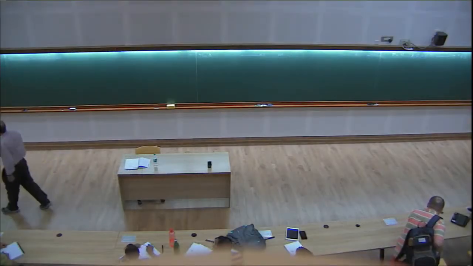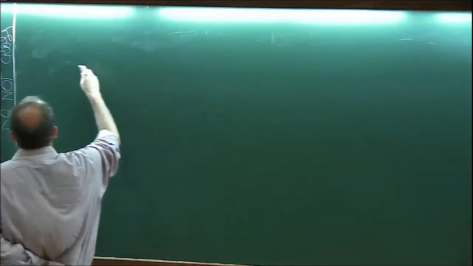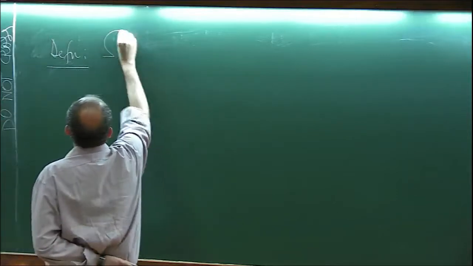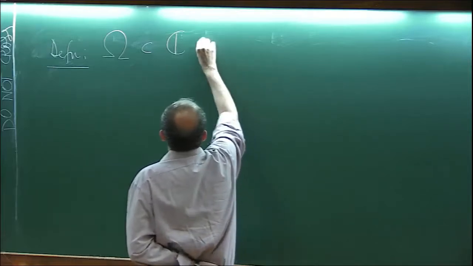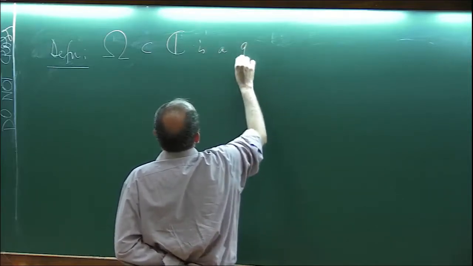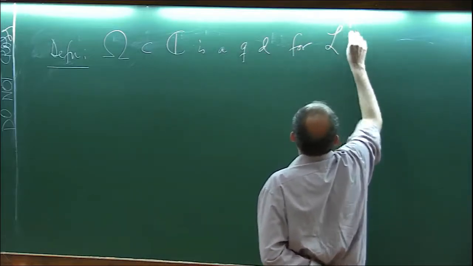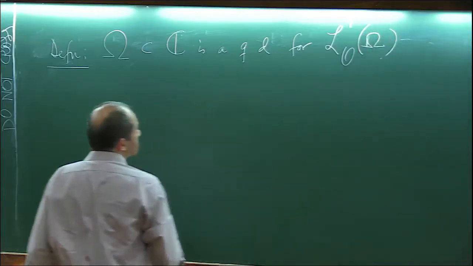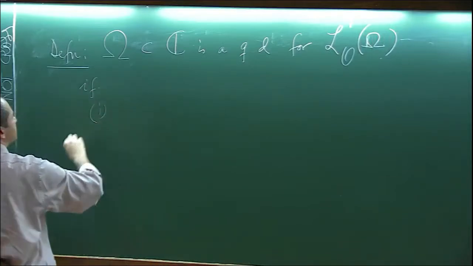Let's continue with our discussion of quadrature domains. Let me just write down the definition one more time. So we will work with a domain in the complex plane. We will say that this is a quadrature domain for a test class, which I will take to be the integrable holomorphic functions on omega, if the following conditions are satisfied.